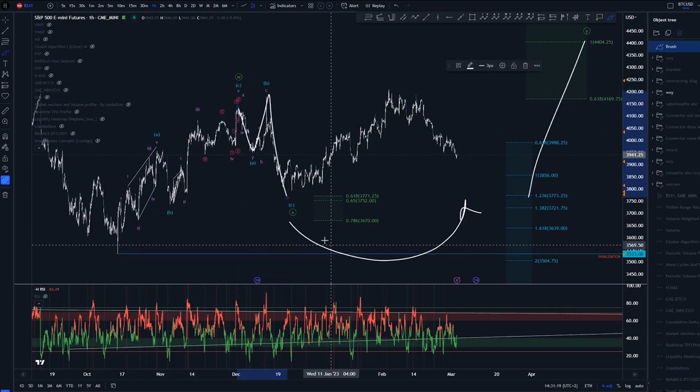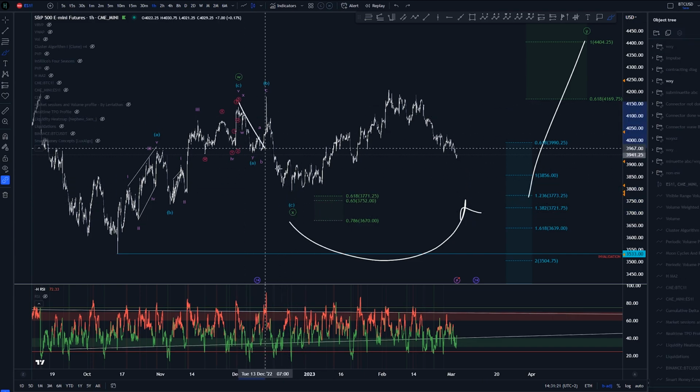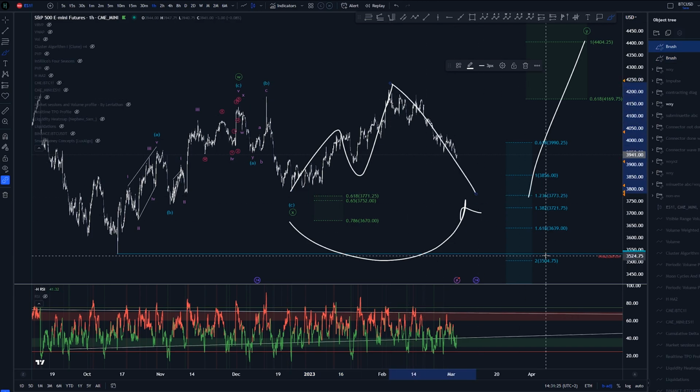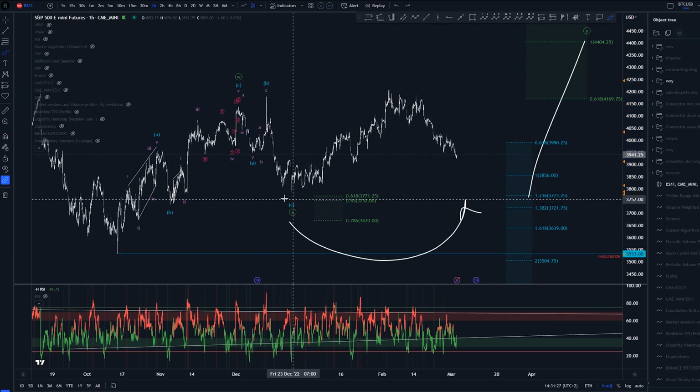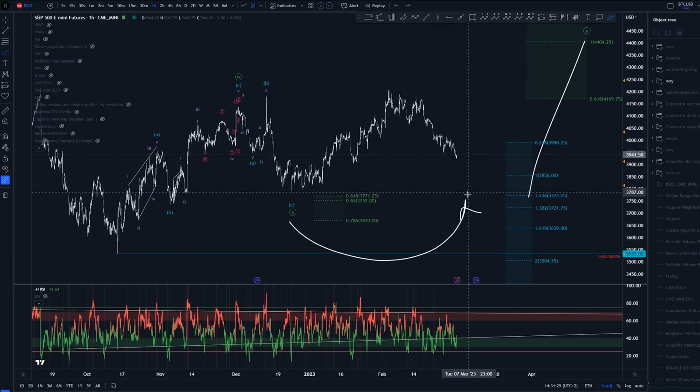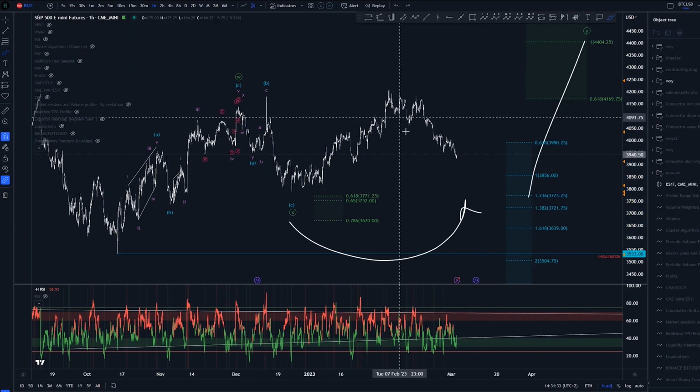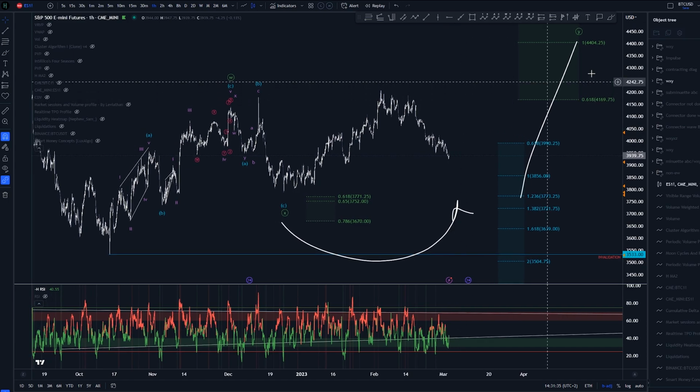Then we would have a three-way structure here into X, or this would be the first structure of that X, and then have a second structure of X, and then a third one here. And then we would shift this wave X over here, and then look for a partner leg of this wave W later on. So those are the main ideas for both the bullish count and the bearish count.